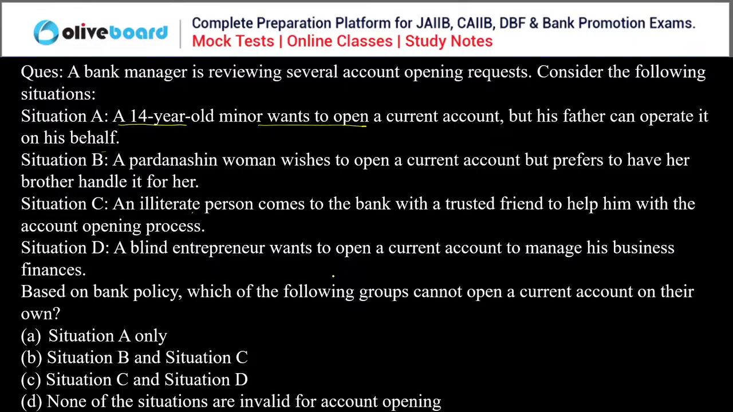Which of the following can open the current account? You can say which of the following group can open a current account on their own. You have to answer this. Everyone just read out the question. So based on the bank policy, which of the following group can open a current account on their own? We have to select the correct statement here, everyone. So Rigved is saying A, situation A only. Hema is saying first and third can be the correct answer, and everyone else.